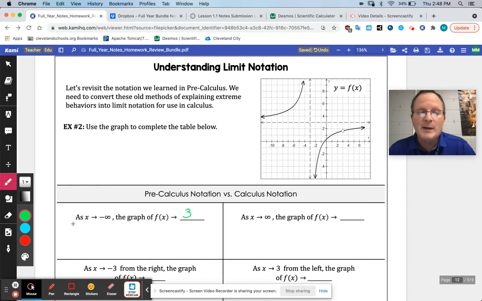We're getting close to 3. As your x gets close to negative infinity, your y's go to 3. True? Let's write that in calculus form, limit notation. So the limit of f of x as x approaches negative infinity equals 3.